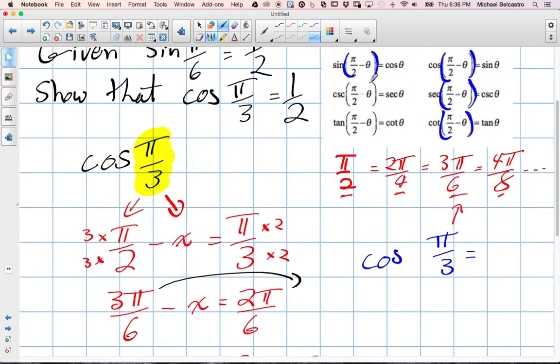So let's look at all 6 of them. Which one uses the idea of cos? It's this first one here, okay? And it says cos pi over 2 minus theta is equal to sine theta. Okay, so we're going to use cos. And remember, this expression is going to be equal to sine of whatever that unknown is.